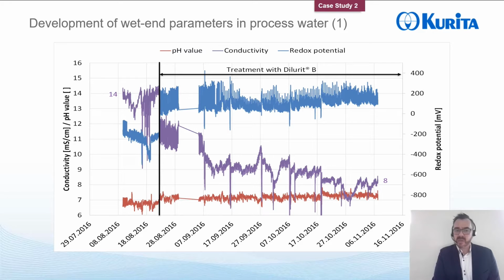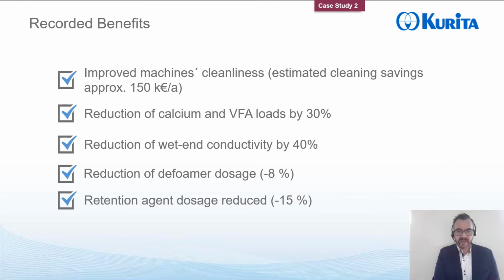Here the conductivity, I would really like to mention, we started with 14 millisiemens and reduced the conductivity to 8 millisiemens. The pH itself we increased from 6.3, 6.5 to roughly 7. Also here, the system was able to reduce the COD and to increase pH and ORP, but in this application we were also able to reduce the dosage of deformer and the retention aid dosage.